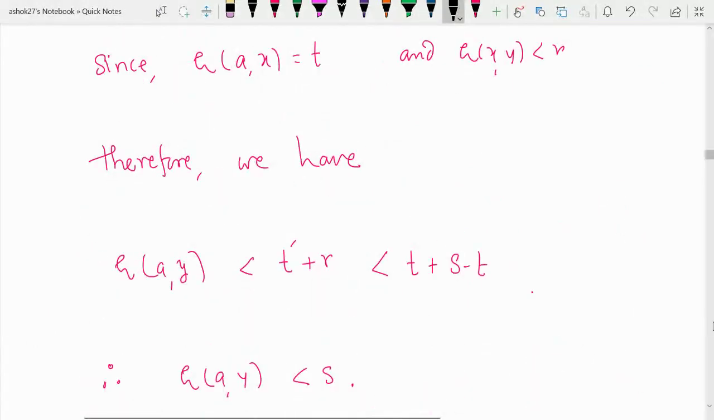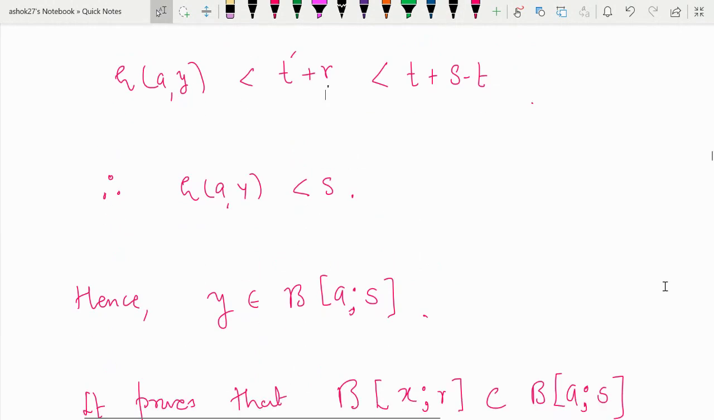So it will be less than t plus r, but r is less than s minus t. So this t and minus t will be cancelled, and that will imply the distance between a and y is less than s. Hence it implies y will be an element of the open ball about a with radius s, because the distance between a and y is less than s.